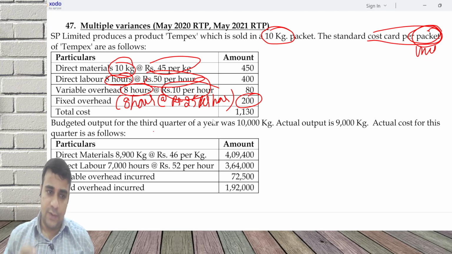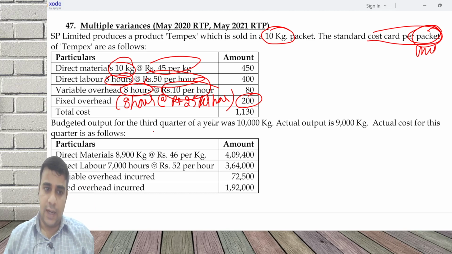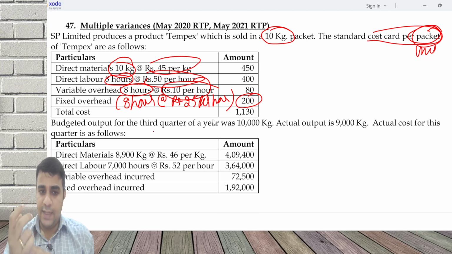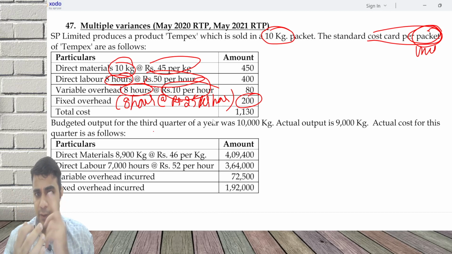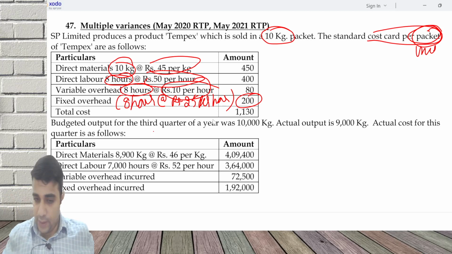Actual cost is given. We are again going to get into computation tables. Again, I'm giving you 10 minutes to do it, not 12 minutes. Material variance, labor variance table, variable overhead variance table, fixed overhead variance table. One important thing, the input output ratio is 10 is to 10. The equation is 8 hours is equal to 10 kg. Start doing it.